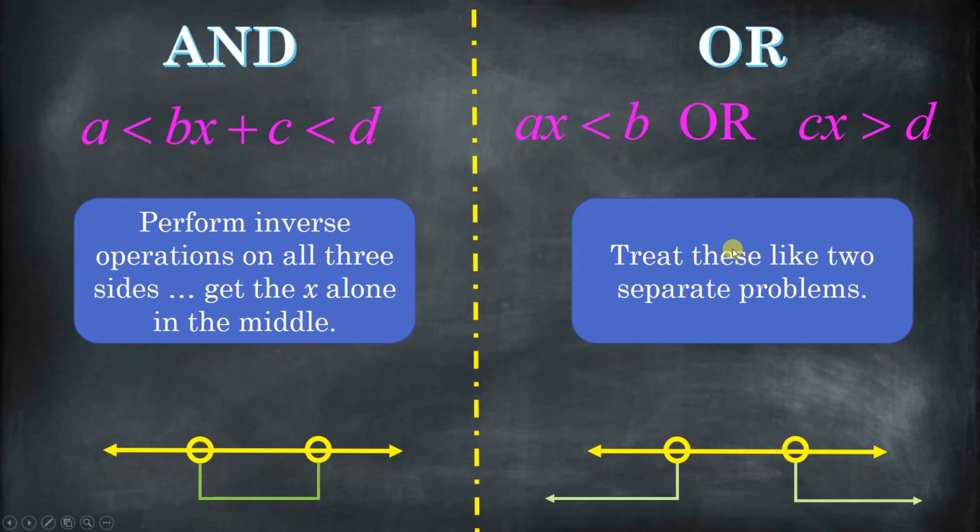But if you have an OR inequality, what you're really doing is solving it as though you have 2 equations. Now, don't get all messed up by the A and the B, the C and the D. Those are just random numbers. These are what the equations are going to look like. You're going to get x in the middle for an AND. You have 2 equations or 2 inequalities for an OR. You solve them both, you graph them, you're done.